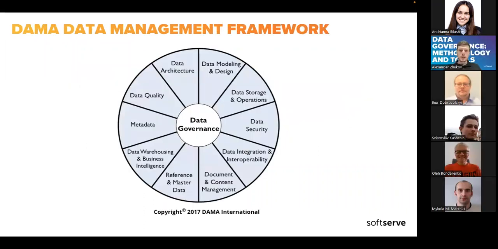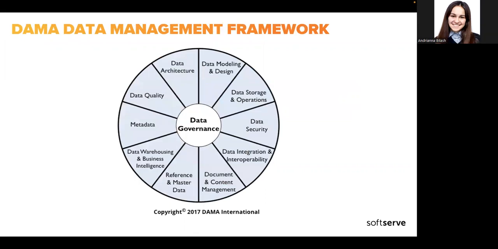So this picture is from the DAMA International DMBOK framework. It's the first thing that you see when you Google for DAMA data management, and it's a high-level overview of what the data management framework consists of. In the middle, you see data governance. It's pretty much a glue that ties together all the data management areas. And as you can see, there are many areas like data architecture, data modeling and design, data storage. But overall, again, I would emphasize that for data governance, all of them are important to some extent.